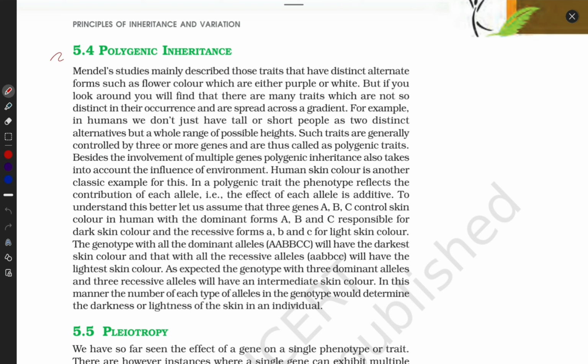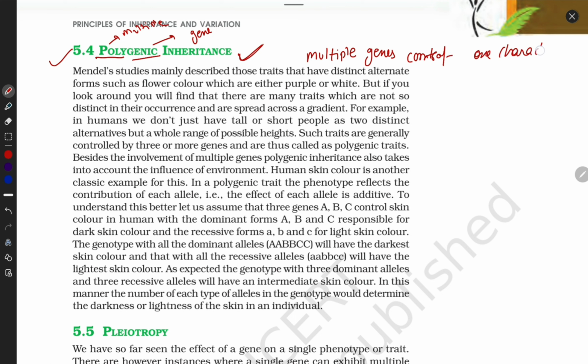Okay, let's start with polygenic inheritance. Now, what do you understand by poly? Poly means multiple. Genic means gene. So what do you understand by this concept? Multiple genes control one character. Means for one specific character, if multiple genes take participation, this is called polygenic inheritance.